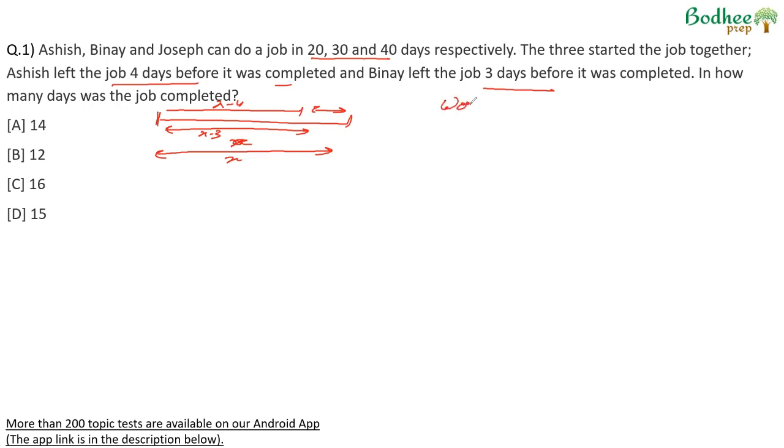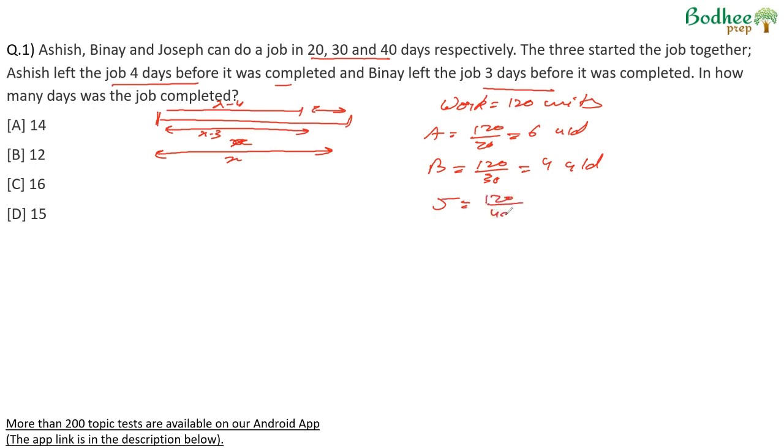Suppose the work was of 120 units. We can say that Ashish does 120 in 20 days, so 6 units per day. Vinay does 120 units in 30 days, therefore 4 units per day. Joseph does 120 units in 40 days, therefore 3 units per day.